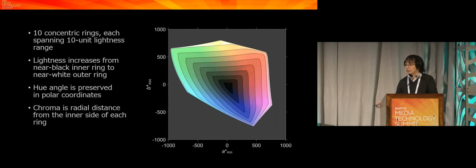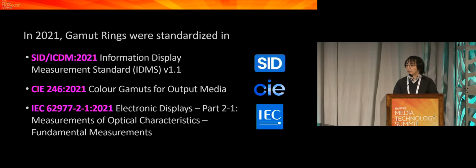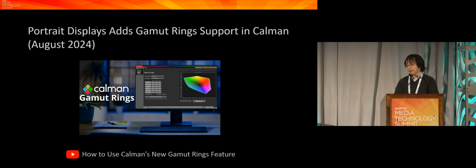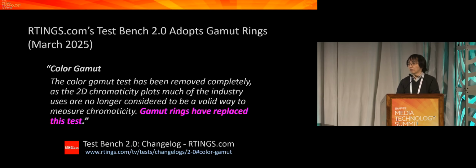And the lightness increases from the near black inner ring to the near white outer ring. The hue angle is preserved in polar coordinates, and the chroma is the radial distance from the inner side of each ring. The gamut rings were standardized in SID, CIE, and IEC in 2021, and Portrait Displays added gamut rings support in their Calman software last year, and RTINGS.com adopted gamut rings in their Test Bench 2.0 this year.